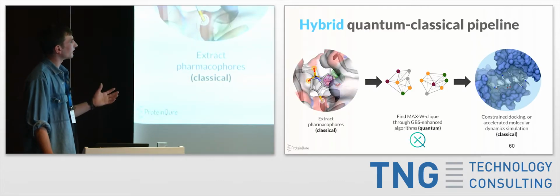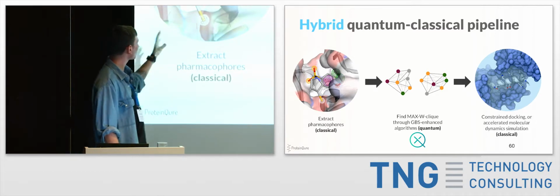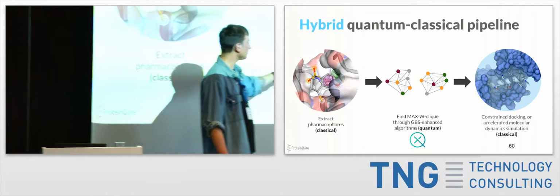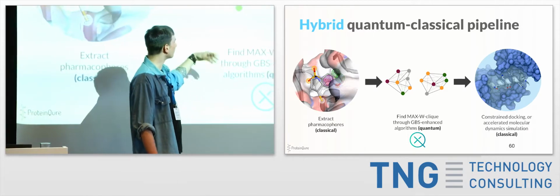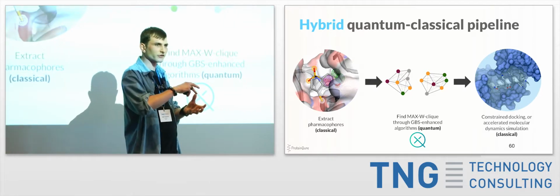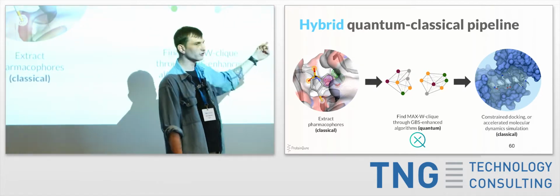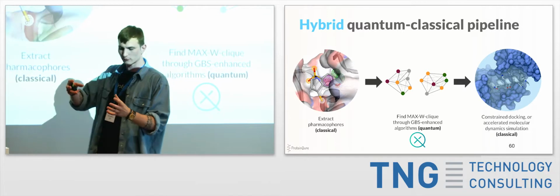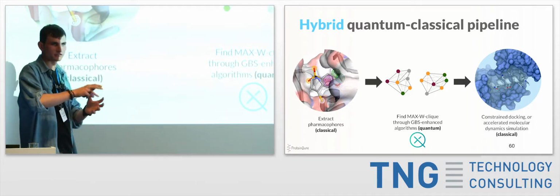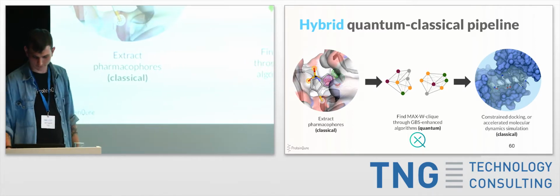And it brings me back to this idea of a hybrid pipeline. You extract your pharmacophores on a classical device. You then use this GBS-enhanced algorithm to sample the maximum cliques, and then you already have a good idea of the orientation of the molecule, and you can again use restrained docking simulations where you pull the molecule into that configuration and then sample locally around that.